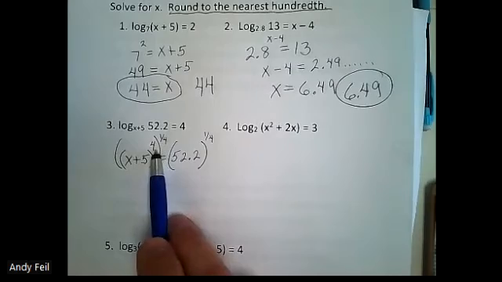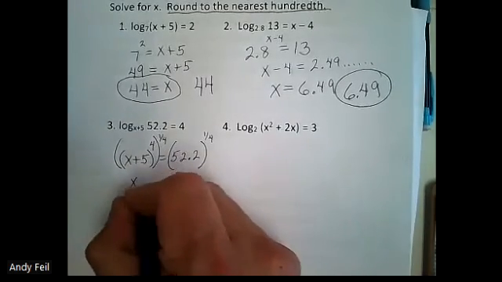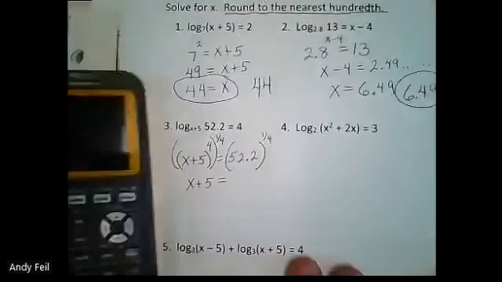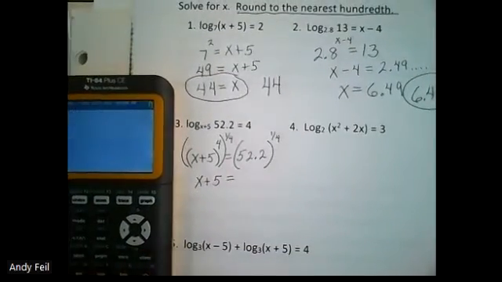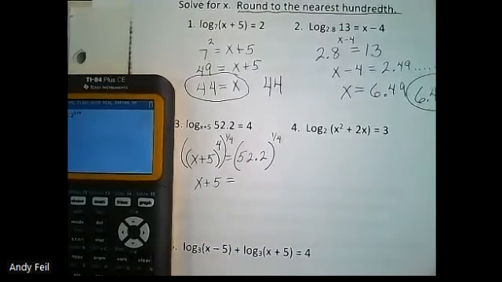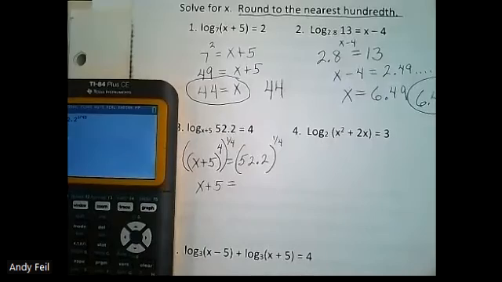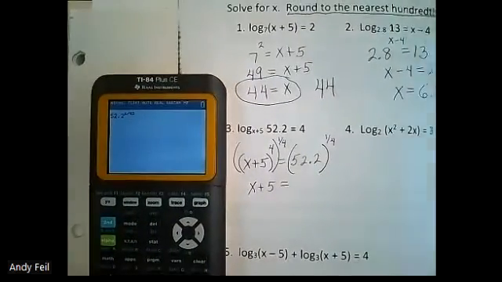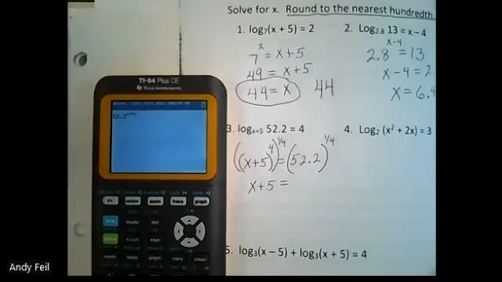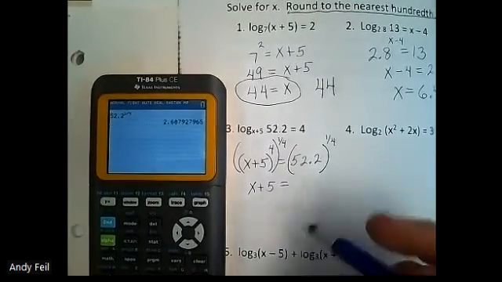When you take something to the 4, then to the 1/4, what happens with these two things? They cancel out. And you get x plus 5 equals. Now you just got to use your calculator to help you figure out what is 52.2 raised to the 1/4 power. Does everybody know how to type that in so that it looks, oops, you can't see that. So it looks kind of like that on your calculator, 52 to the 1/4 power. Now, it's not going to be a nice number, is it? It's not.